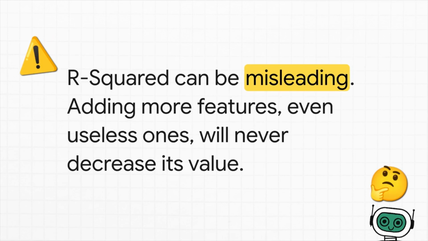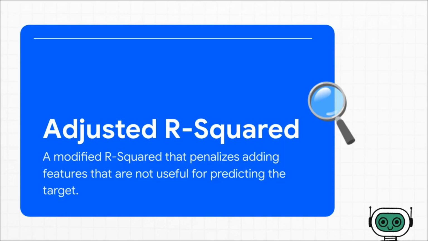But there's a catch. R-squared can be gamed. If you keep adding more and more features to your model, even totally useless ones, the R-squared value will never go down. It can trick you into thinking a more complex model is better when it's actually just getting noisy. And that's exactly why we have adjusted R-squared. It's a smarter version that penalizes the model for adding features that don't actually improve its predictive power. It's the honest report card that prevents grade inflation.